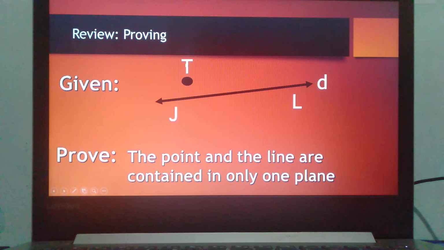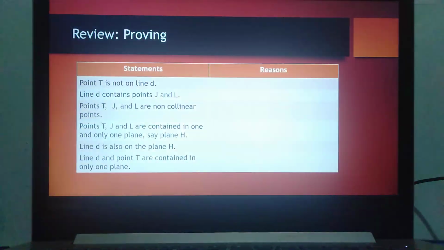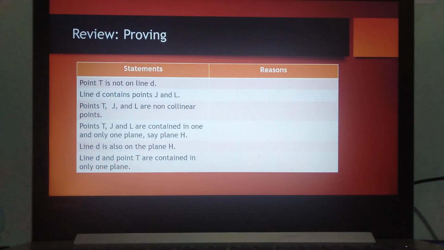In proving this, we need to have a two-column proof. Of course, we need to use a two-column proof to better understand and to present it in its best, to make it presentable for our students and for you. Ito i-share ko lang kung paano ko siya tinuro or paano natin siya ipoprove. So, statements, then reasons.